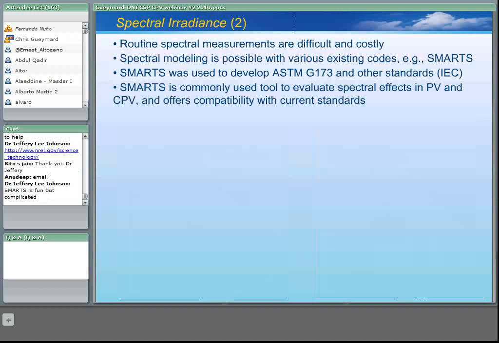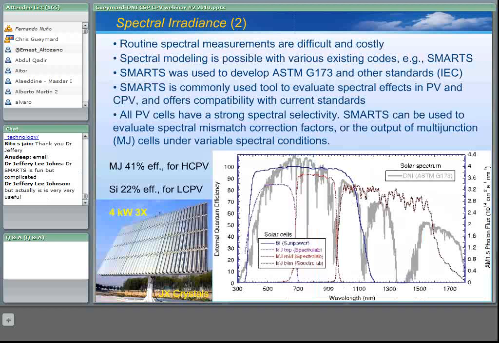Now, obviously, any PV cell has a strong spectral selectivity. So what we can do with MARTS actually is two different things. You can calculate spectral mismatch correction factors, and that's being done routinely for flat plate PV, for example, and you can also calculate the output of multijunction cells, like triple junction cells, under variable spectral conditions.